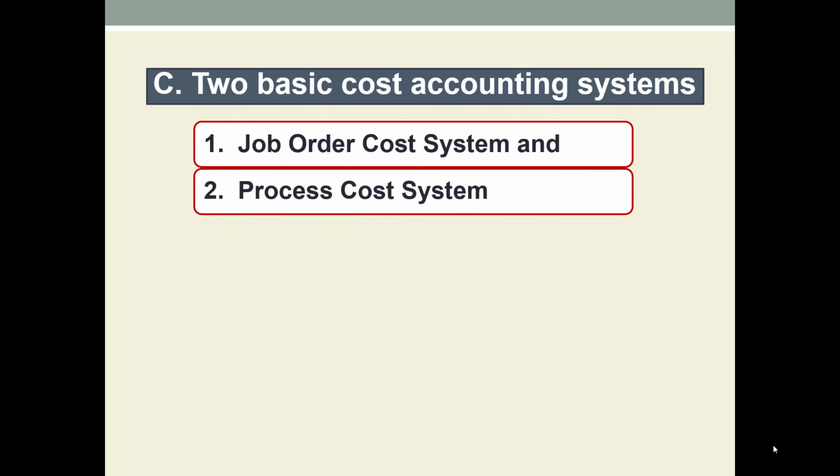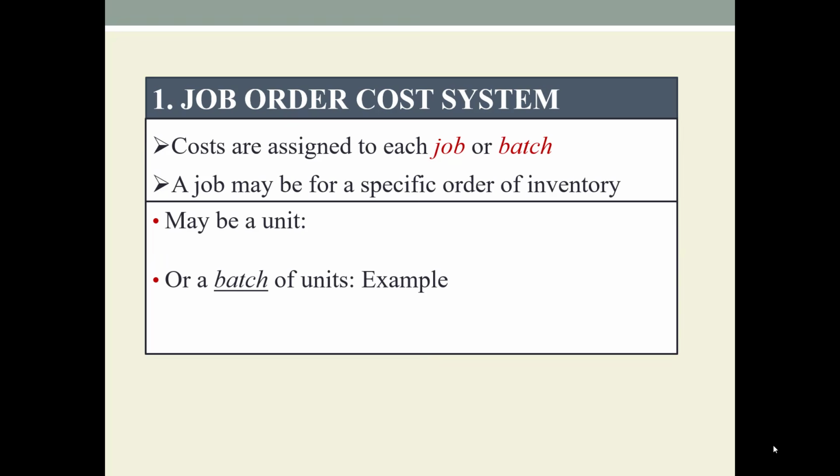Now, big picture, there are two basic cost accounting systems: job order costing and process costing. We're going to look first at job order costing. This is where costs are assigned to each job or a batch. If all of the units are the same in a batch, then we might just trace the cost to a given batch. A batch or a unit. An example of a unit might be a custom bike, a house, so a home builder will use job order costing, or an airplane.